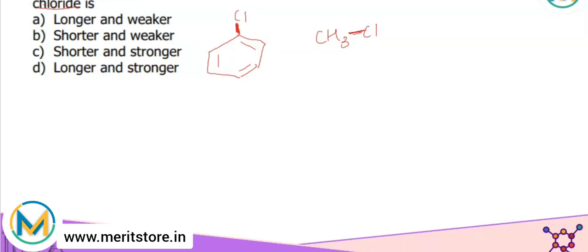Now in chlorobenzene, this bond acquires partial double bond character, since this benzene ring has resonance. There are lone pairs available on the chlorine and they form an extension of the conjugation, and because of that it also shows partial resonance character. Since it shows resonance character, the bond length will become shorter and the bond becomes stronger as compared to the CH3Cl bond, because here we don't have any such resonance character. So the correct answer is shorter and stronger. So option C is the correct answer.